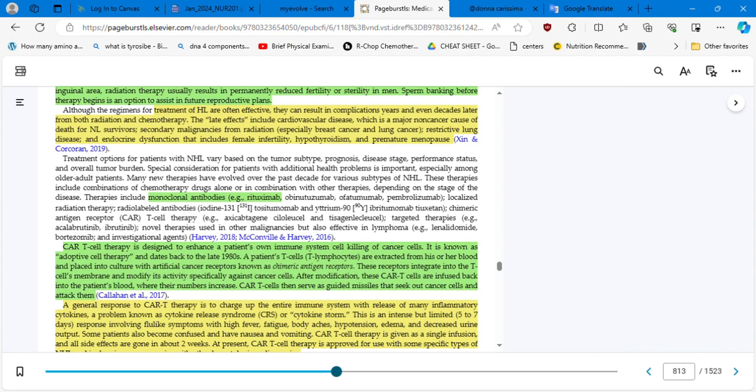The late effects include cardiovascular disease, which is a major non-cancer cause of death in this type of lymphoma. Survivors face secondary malignancies from radiation, especially breast cancer and lung cancer. Also restrictive lung disease and endocrine dysfunction, which includes female infertility, hypothyroidism, and premature menopause.